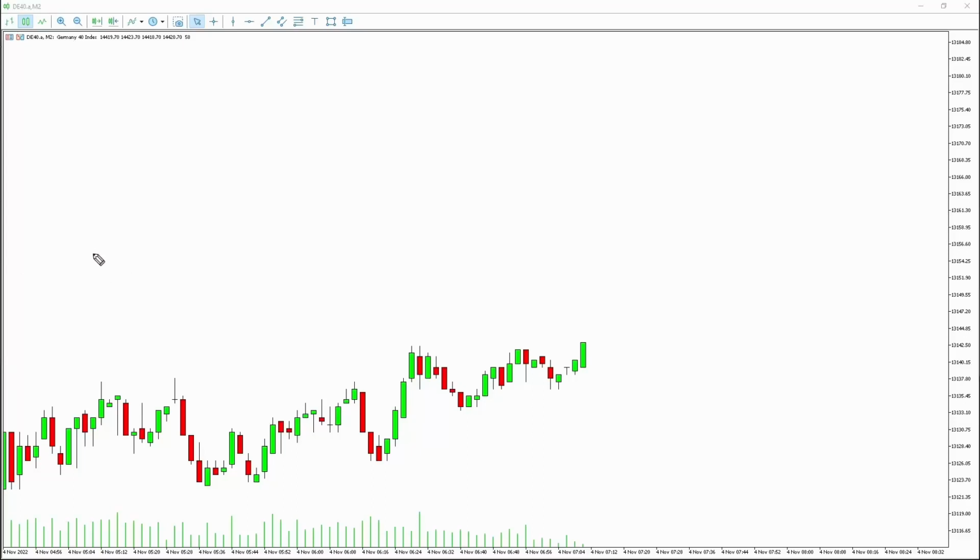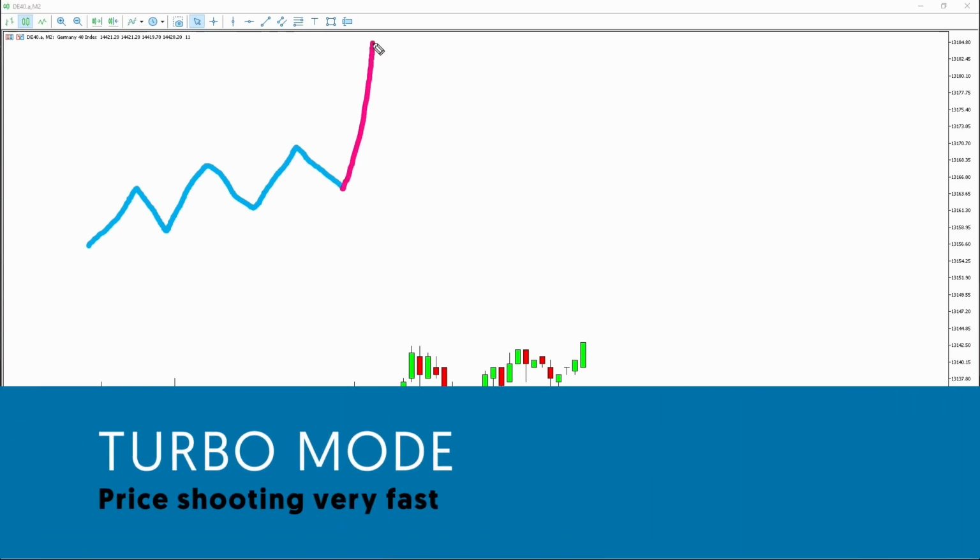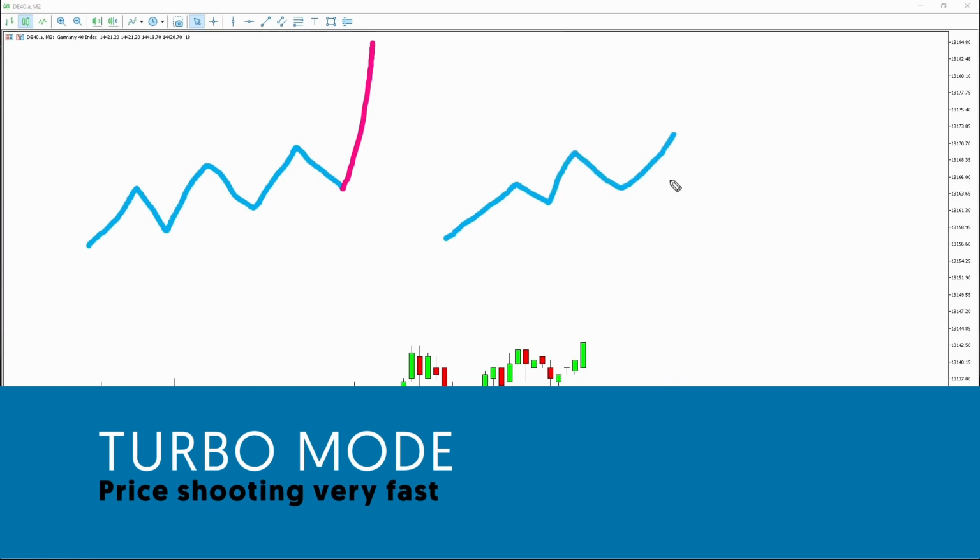Price moves basically in two different types of speeds. We have the normal speed where the moves are more or less 45 degrees. And then we have the turbo mode where the price just shoots away very fast. And these moves can happen either to the upside but also to the downside.